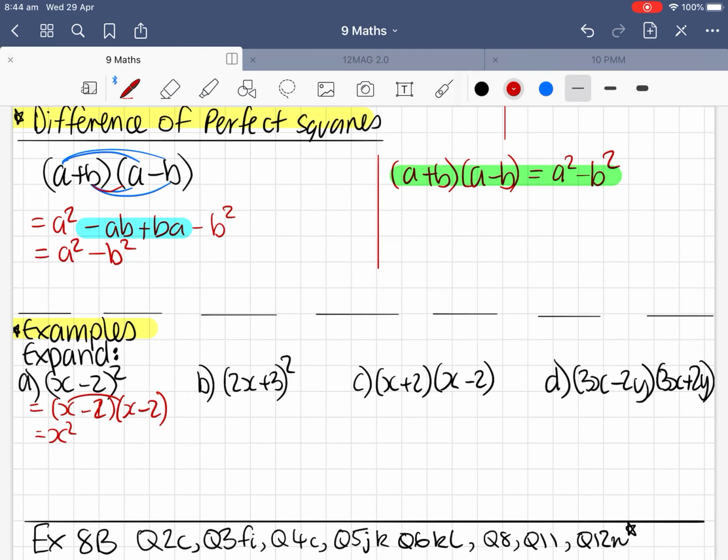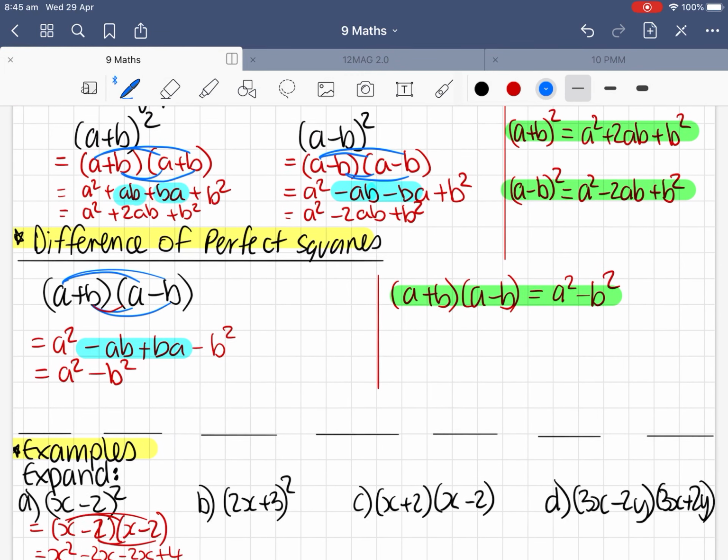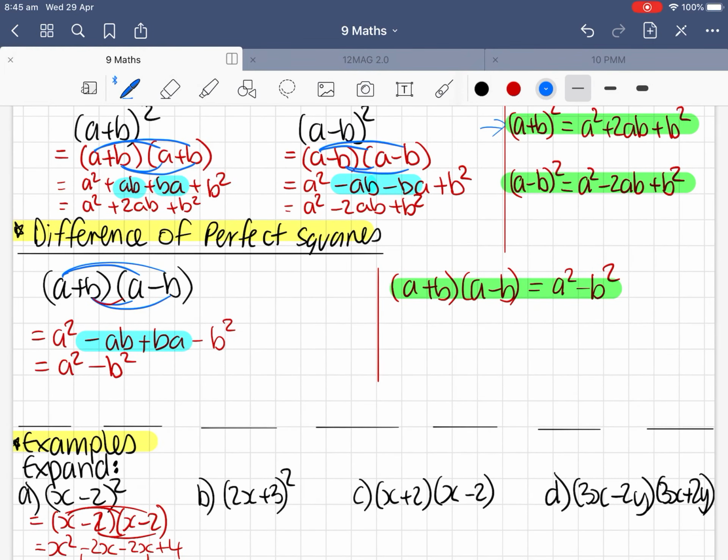All right, let's do my first terms: x squared. Outer terms: minus 2x. Inner terms: minus 2x. Last terms: plus 4. Pop it all together. I notice these guys are like terms, so I end up with x squared minus 4x plus 4. And that's my answer.